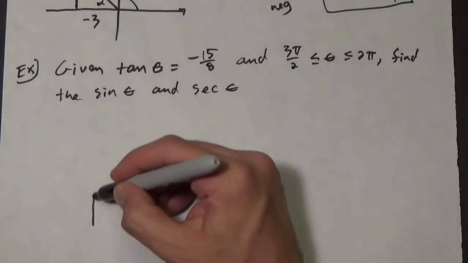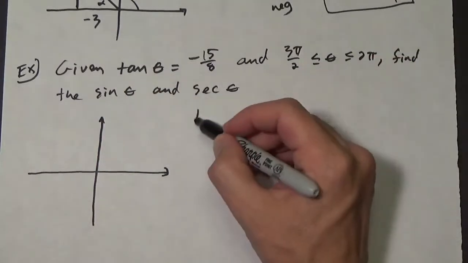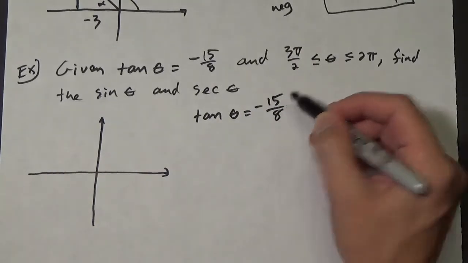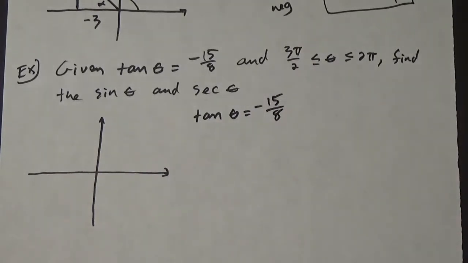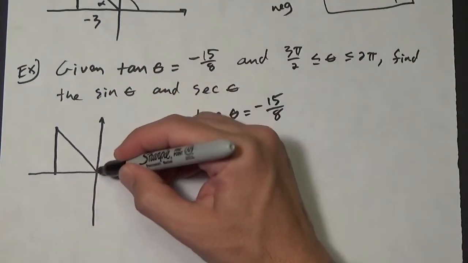Okay, so let's go through the same exercise. We start off with a tangent of theta as a negative 15 over 8. And there's only two quadrants where tangent is negative. It's quadrant 3 and quadrant 4.